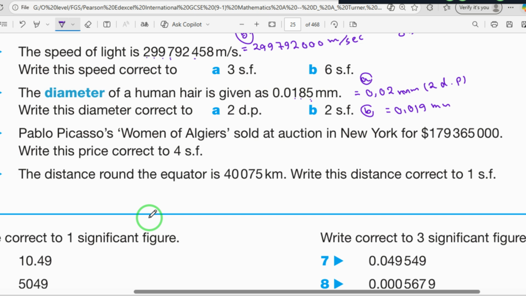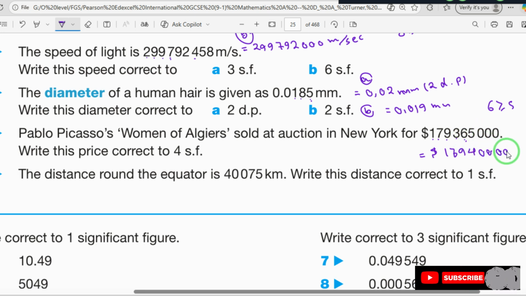So we write here 4 significant figures, 1 2 3 4. We face with 6. 6 is larger than 5, so we round up, 3 becomes 4. The answer is equal to 179, instead of 3 we write 4. The rest of the numbers are 0 0 as well, 0 US dollars. This is correct to 4 significant figures.